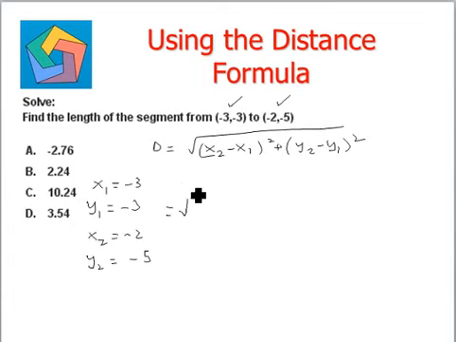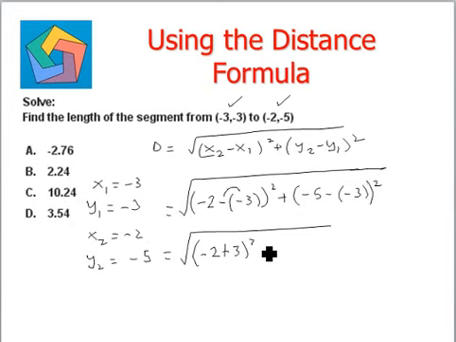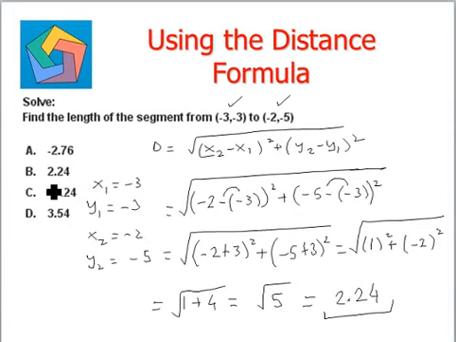Very carefully we plug in the values. x2 is negative 2 minus negative 3 whole squared, plus y2 is negative 5 minus negative 3 whole squared. This is equal to negative 2, negative times negative is a positive, 3 whole squared, plus negative 5, negative times negative is a positive 3 whole squared. This is negative 2 plus 3 is 1 squared, plus negative 5 plus 3 is negative 2 squared. 1 squared is 1 while negative 2 squared is a positive 4, under the square root. This is equal to the square root of 5. The square root of 5 in the calculator is equal to 2.24. This is the final answer, can be seen in option B.